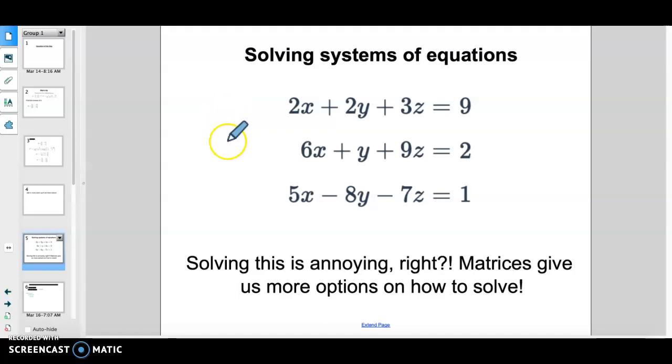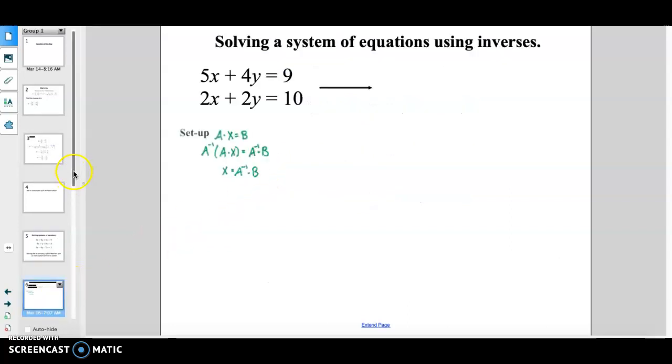Hey everyone! Are you tired of solving systems of equations using elimination and substitution? Well, they're great sometimes, but when you have huge systems like this, it can get annoying. So, matrices give us a lot of different options for new ways to solve systems of equations. The way we're going to focus on today involves inverses.